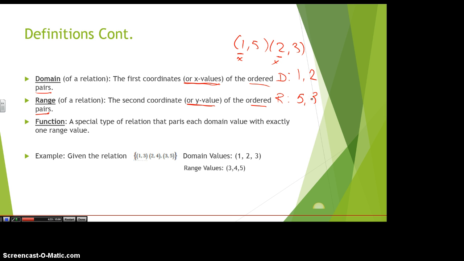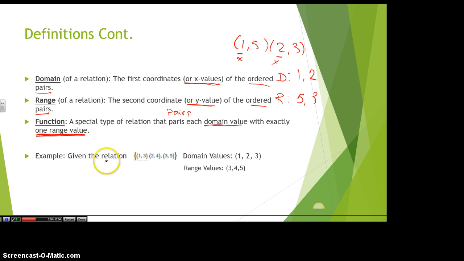Now, when you're working on questions out of the book for this section, they're going to ask you if the relation is a function or not. A function is a special type of relation that pairs each domain value with exactly one range value. This is very important. Your domain value is paired with exactly one range value. And so I'm going to show you some examples of this.